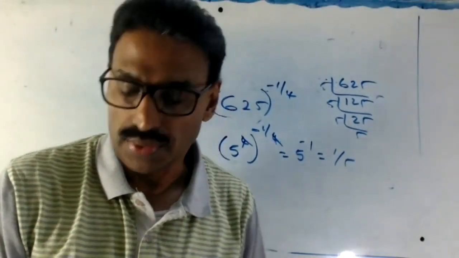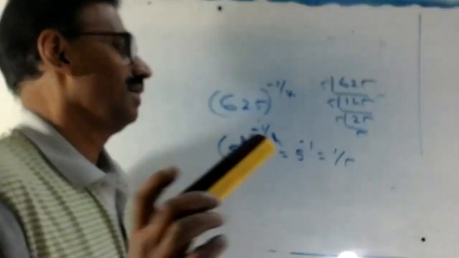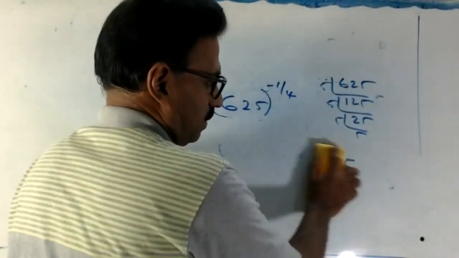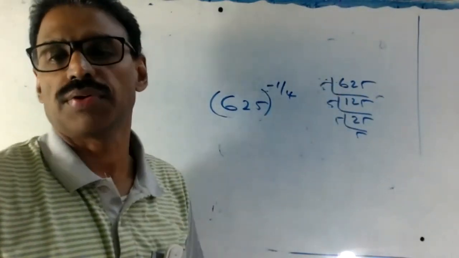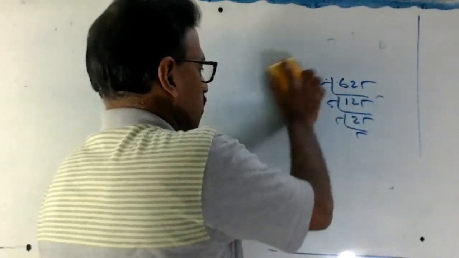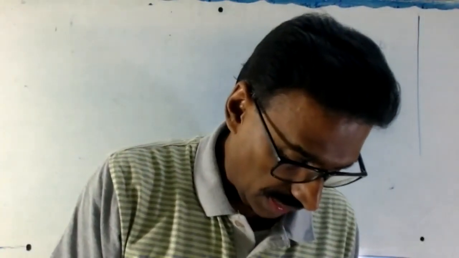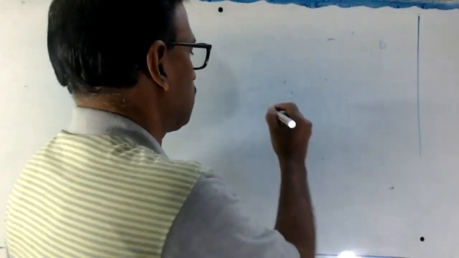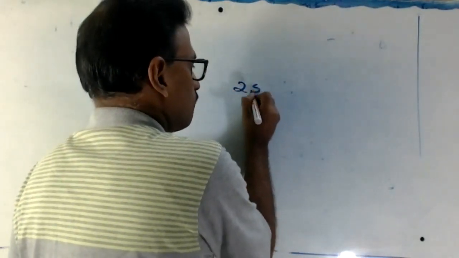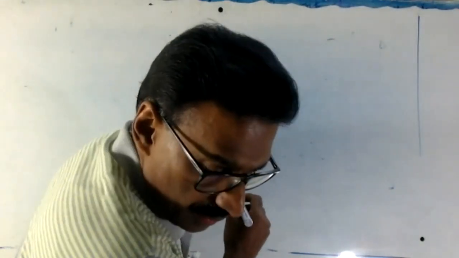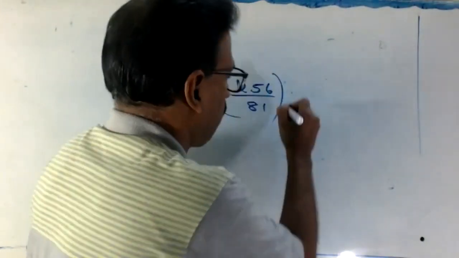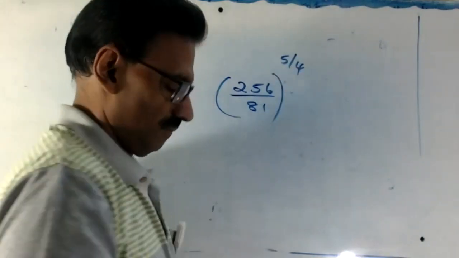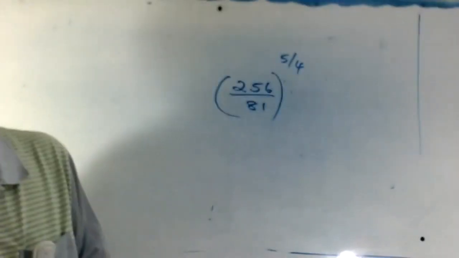Now clear now? Okay, I cannot go through like that. It's like this: we discussed this part, factorization and all, for one full class. Okay. So next, the same chapter, almost 1 month now. Okay, next: 256 divided by 81 whole raised to 5 by 4. Okay, do it now.